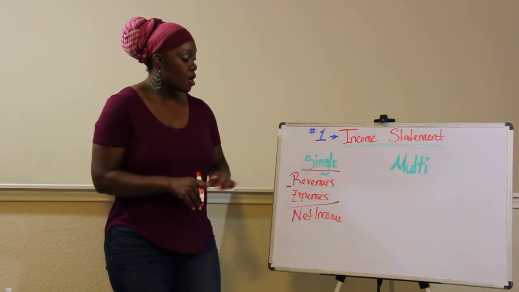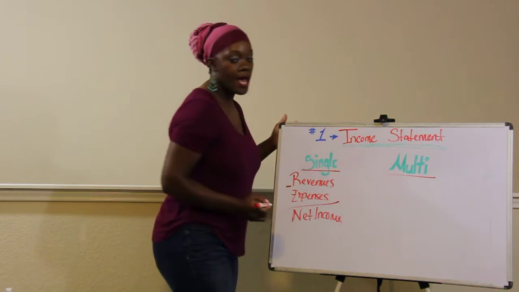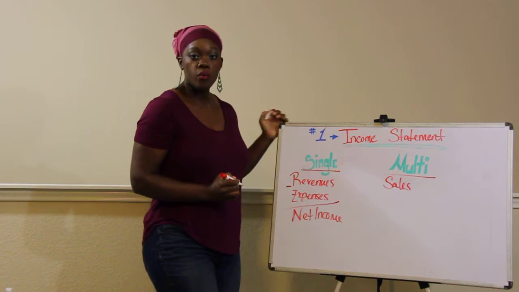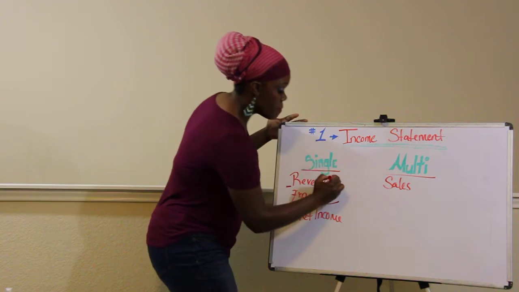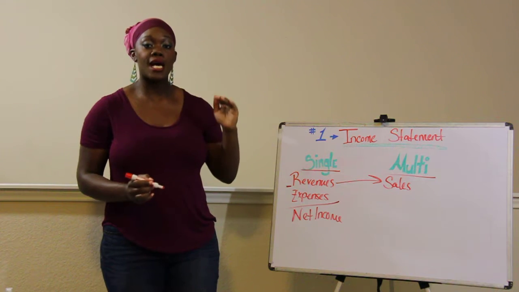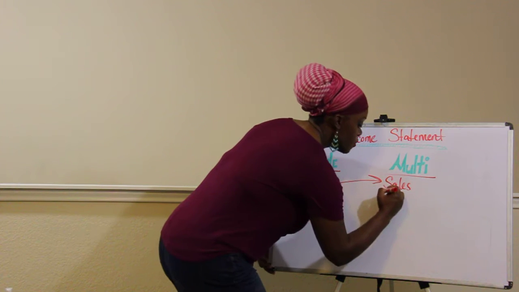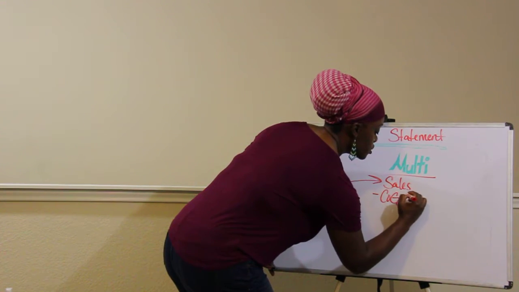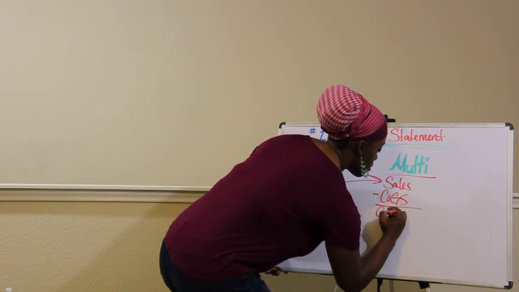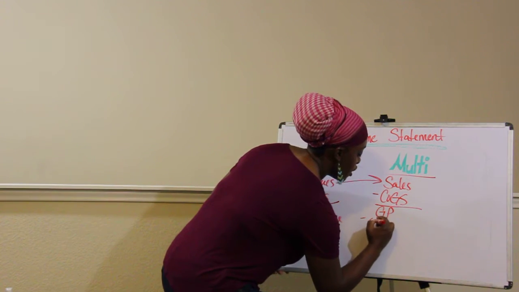All right, so the more complicated format that we're going to use is called the multi-step format, which is going to start with sales. When we're thinking about sales, just remember that sales is a form of revenue. It's called a multi-step income statement because we're going to start with sales, then subtract our cost of goods sold, and that's one step. We're going to arrive at our gross profit. That's the first step. Then we're going to subtract out the other expenses.